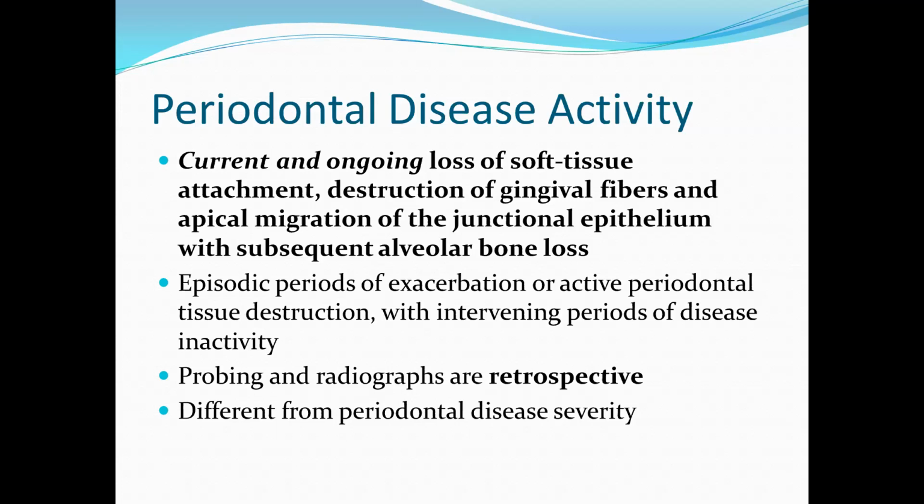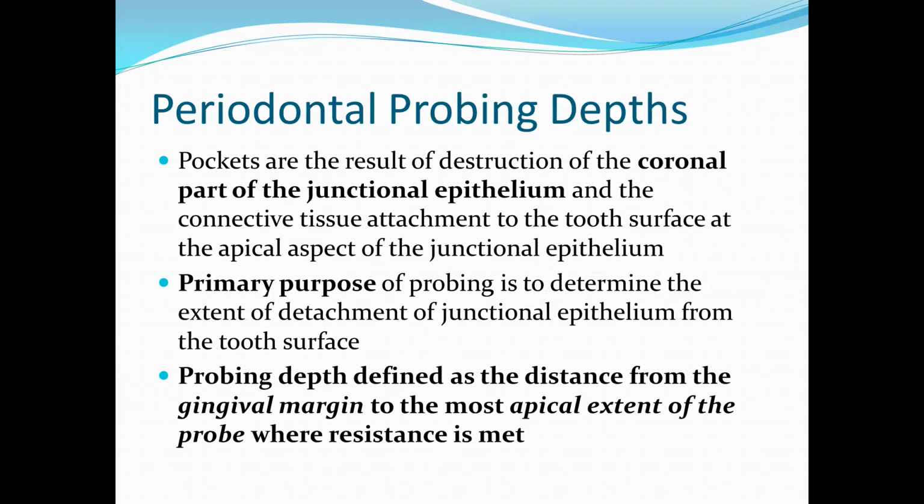So we're probing. It lets us know what's already happened. We're looking at radiographs. It lets us know what's already happened. And those are different from periodontal disease activity. So the pockets are a result of the destruction of the coronal part of the junctional epithelium and the connective tissue attachment to the tooth surface at the apical aspect of the junctional epithelium. Now that JE is only how many cells thick. We're only talking a couple cells here.